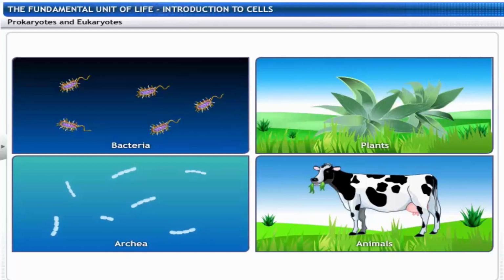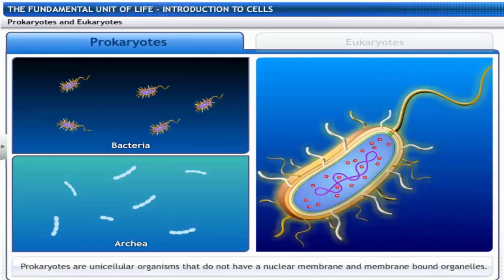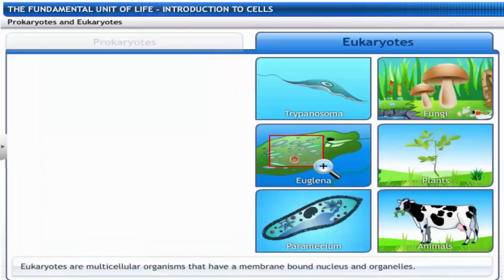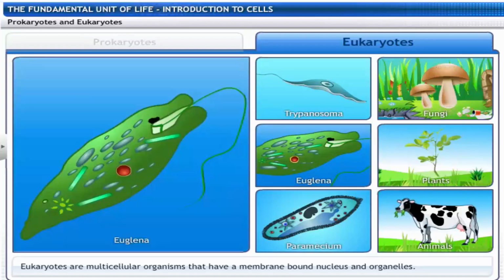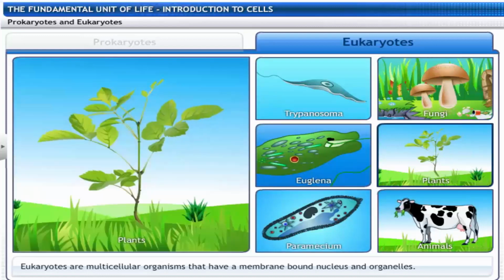Living organisms are also classified as prokaryotes and eukaryotes based on the organization of cellular structure. Prokaryotes are unicellular organisms that do not have a nuclear membrane and membrane-bound organelles. For example, bacteria and archaea. Eukaryotes are characterized by membrane-bound nucleus and organelles. Eukaryotes can be unicellular, such as trypanosoma, euglena, paramecium, or multicellular such as fungi, plants, and animals.